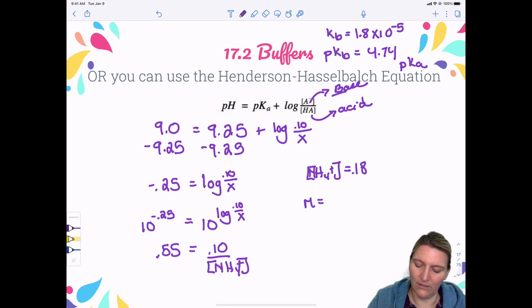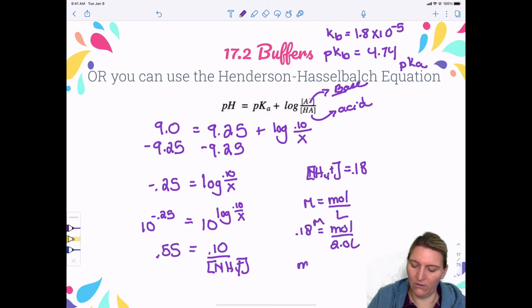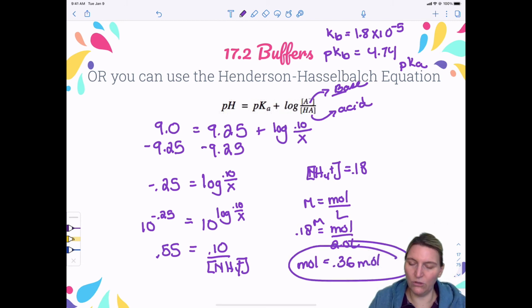And of course, same formula, molarity equals moles per liter, 0.18 equals moles over 2.0 liters. And so the number of moles is 0.36. So just two different ways of solving for this.